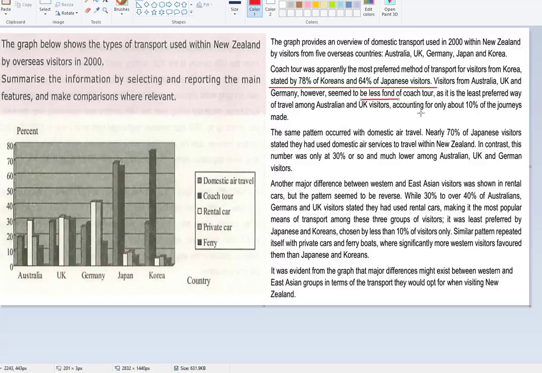Least preferred way. Okay. Well, there's data, percentages to back up the statements, so that's good. But here we have this "stated" again. I don't think this is accurate. Nowhere does it say anybody stated anything. Okay, rental cars, "stated" again. Making it the most popular means of transport. Well, popular, okay. Least preferred. Chosen by less by. Same pattern repeated.